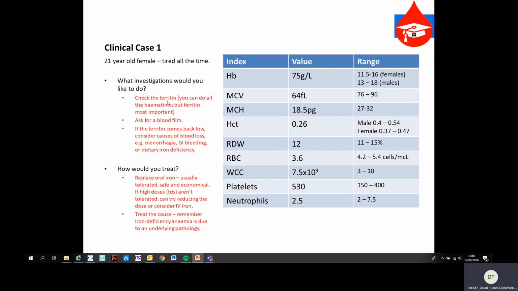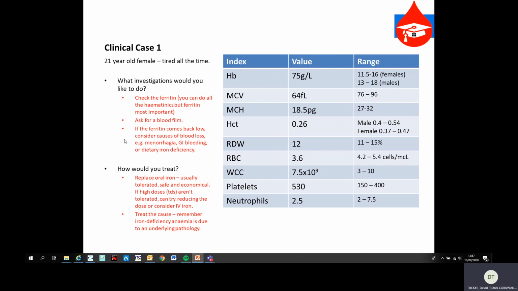Well, we want to know what the ferritin is, because that is the molecule which stores iron and is low in iron deficiency anemia. Remember that the ferritin is sometimes elevated a little bit when you've got inflammation or infection going on, because it's an acute phase protein, so it's sometimes a little bit unreliable. We could do a blood film that will show morphologically iron deficiency, although it's usually not necessary.